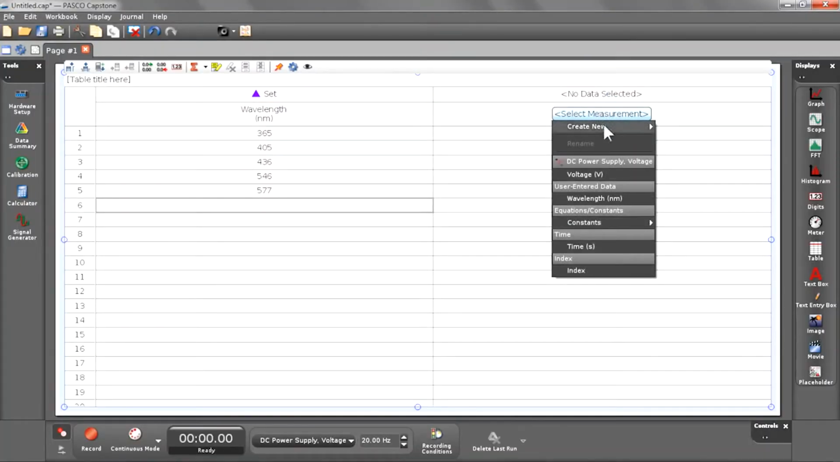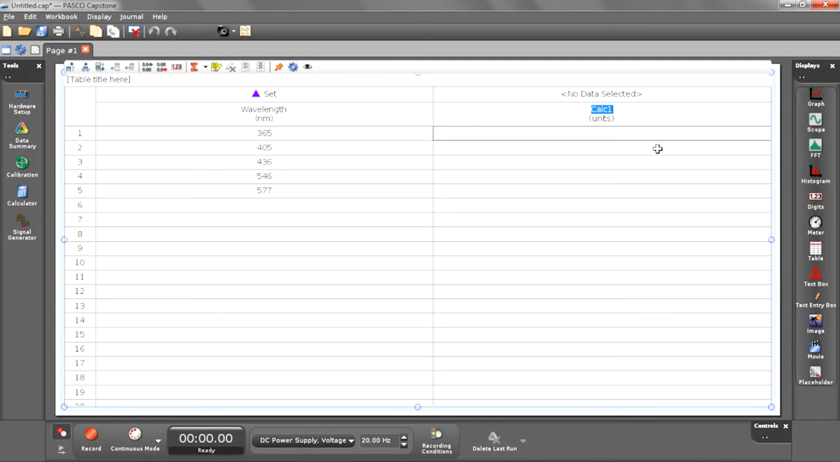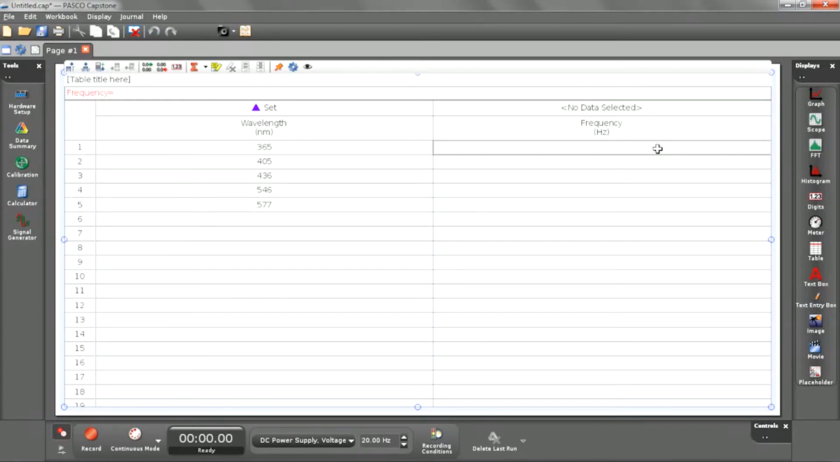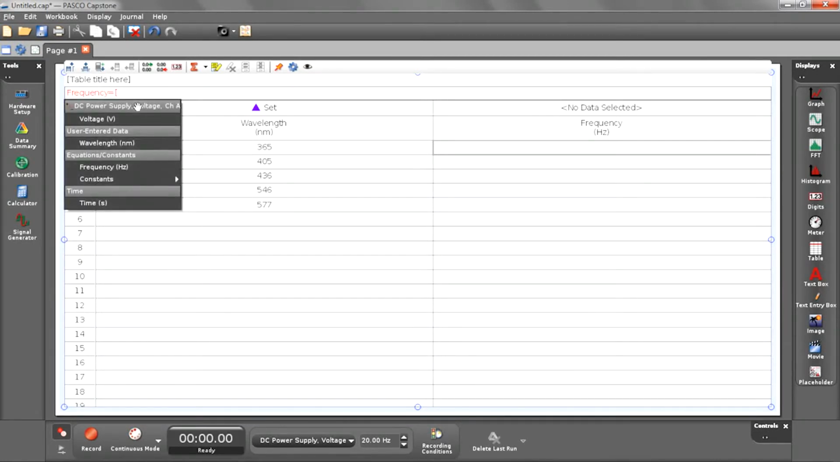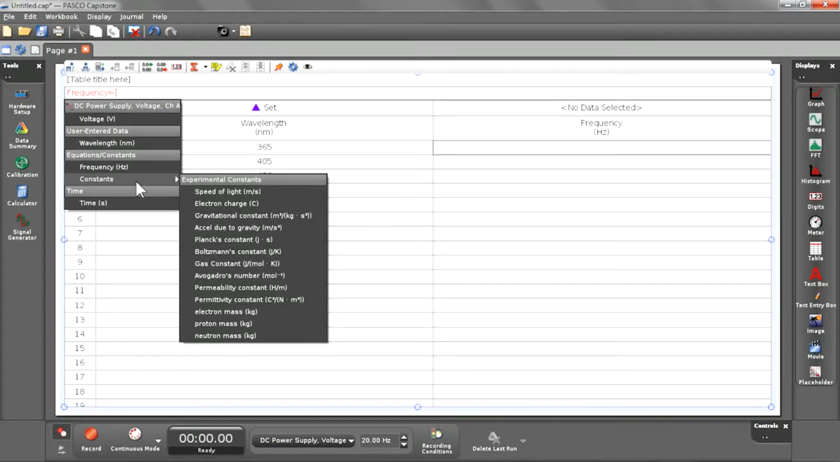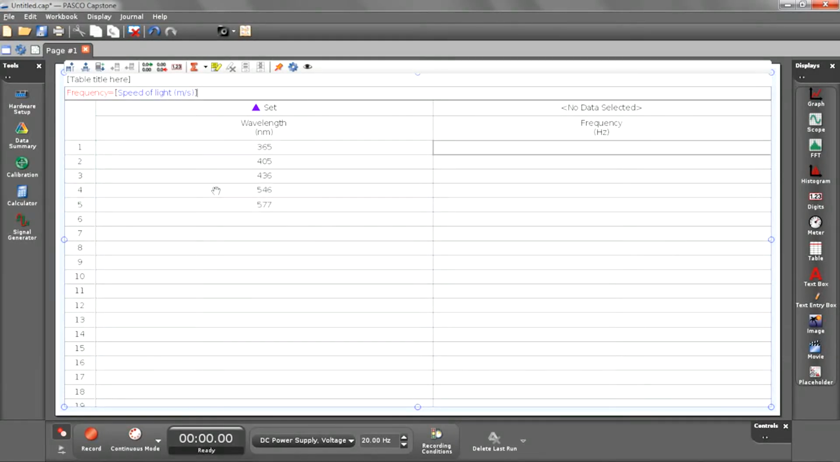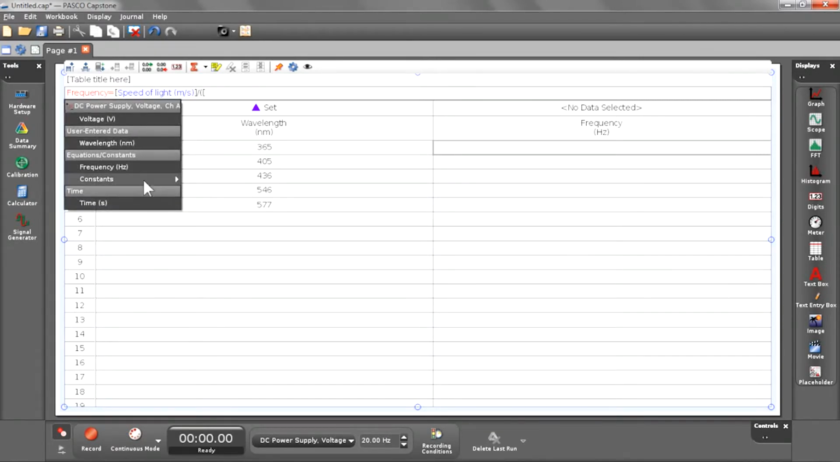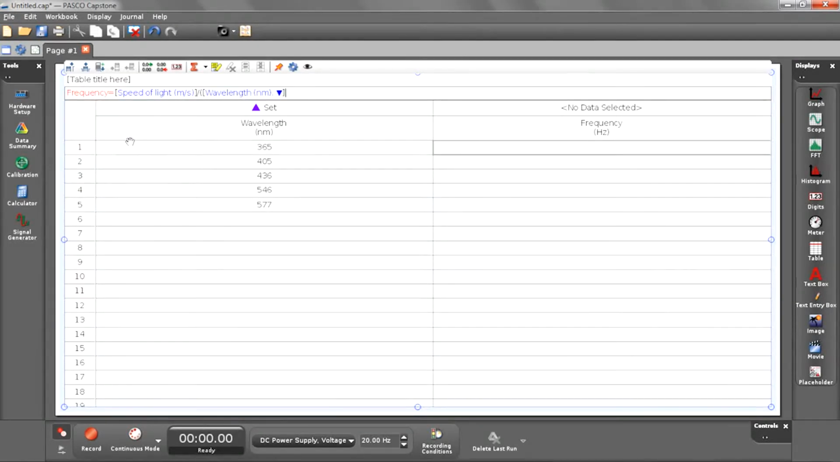To do that, I'm going to create a new data set, but this time it's going to be a calculation. We're going to call that calculation frequency, and it's going to have units of hertz. And you'll see here in the top in our expression line, it's asking us what that expression is, and it's going to be the speed of light. And it just so happens that the speed of light is one of the fundamental constants that's in Pasco Capstone. It allows us to enter that directly into any calculation expression that we have. And then we're going to divide that by the wavelength of light. And wavelength is going to be one of our measurements here.